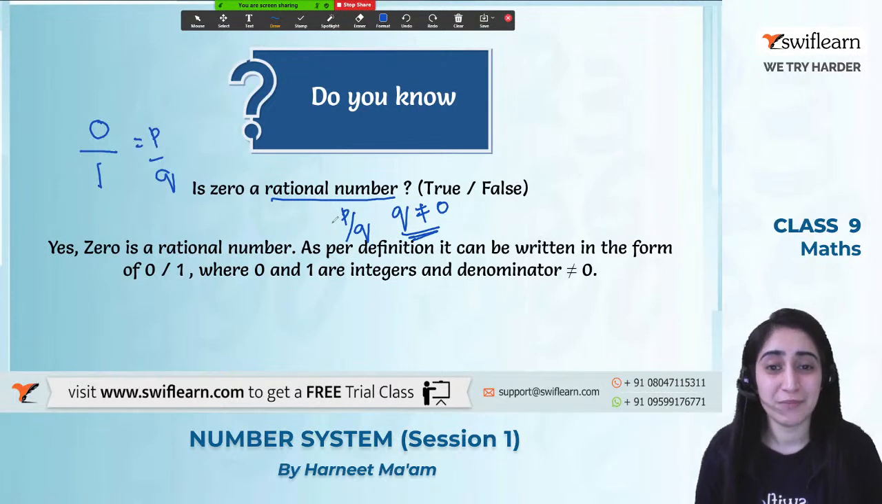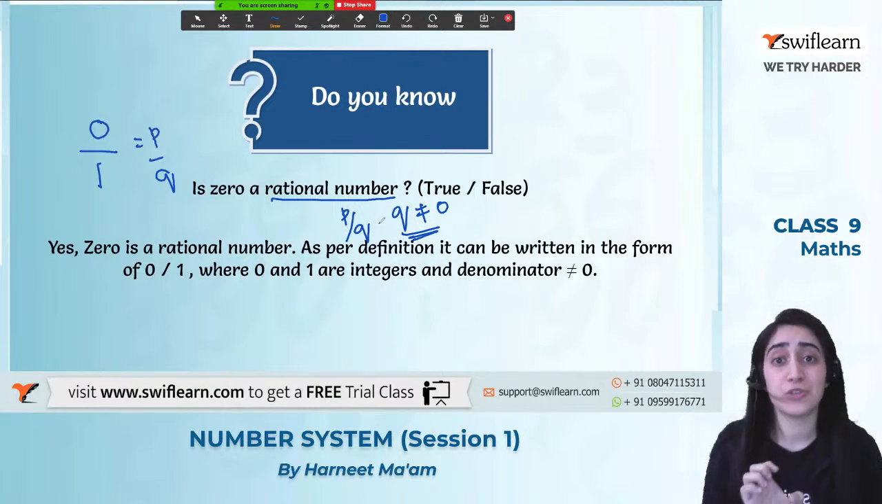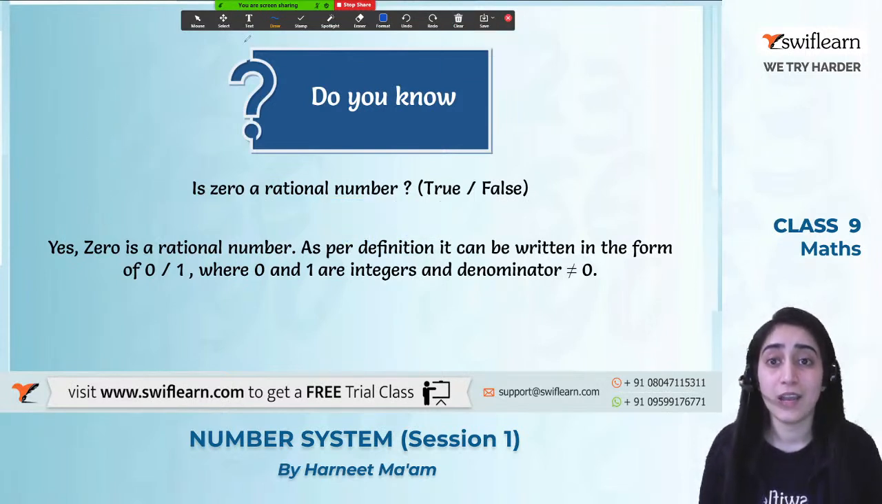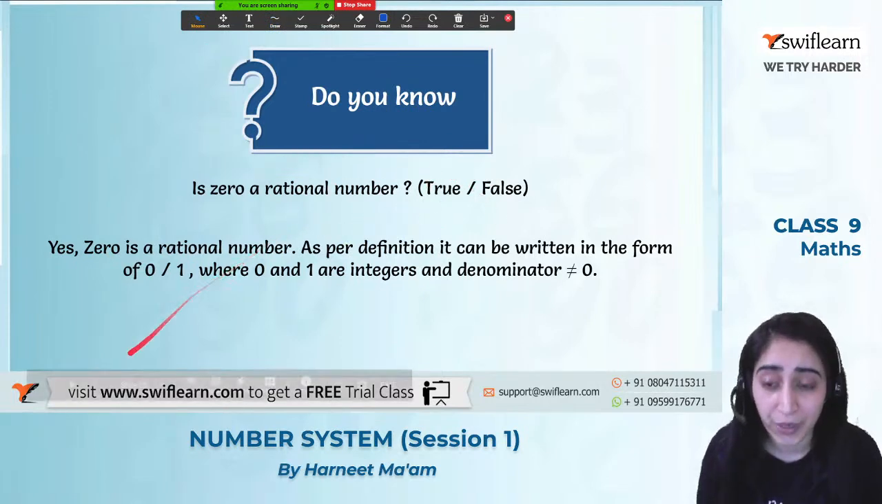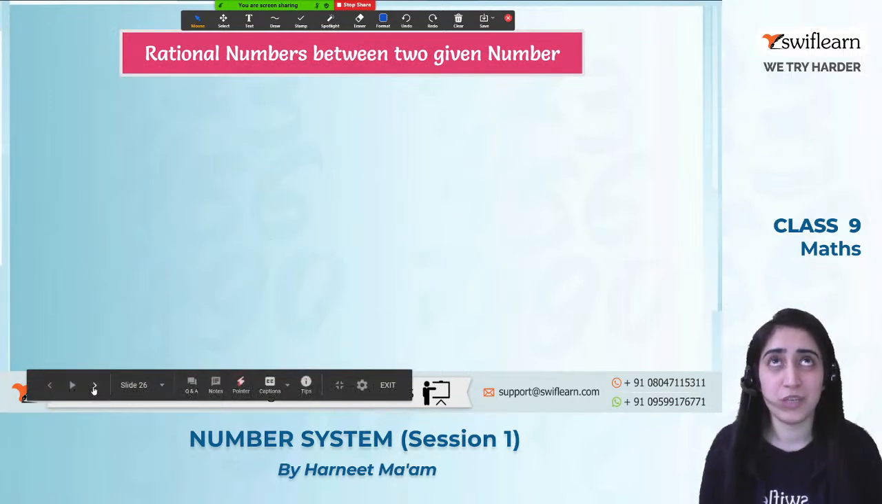So the rational numbers, I'll repeat myself. The rational numbers are written in the form of P by Q as per the definition. So P can be 0. That's not a problem. But the reason is that Q, the lower number, should not be 0. So 0, I can write as 0 by 1. That's why 0 is an integer which converts into a rational number. Clear? Okay, so rational numbers between two given numbers.